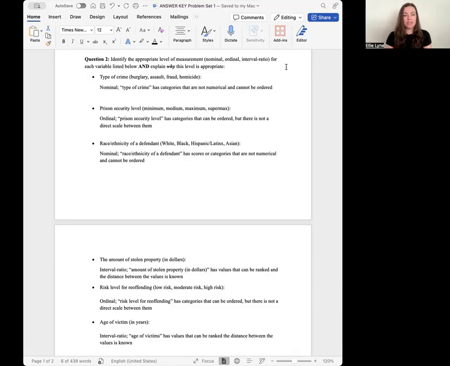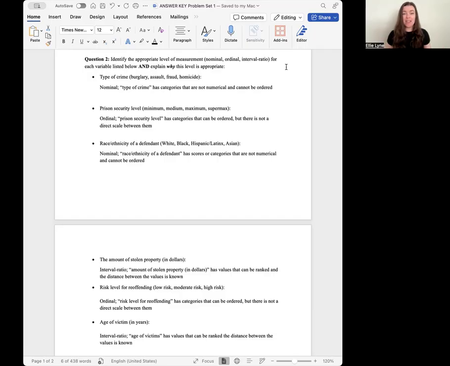Starting off with our first example, type of crime: burglary, assault, fraud, and homicide. So those are the examples I'm giving you there. In this case, this is an example of a nominal level of measurement because type of crime has categories that are not numerical and they cannot be ordered.